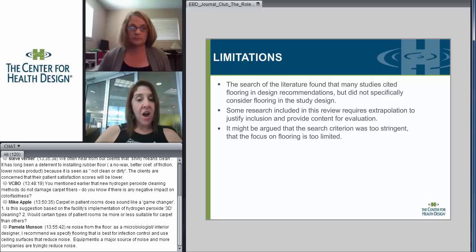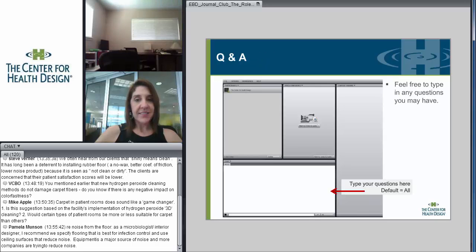We have a comment that just came in. One question and one comment. One question is, carpet in patient rooms will be a big game changer. And the question is, are there certain types of patient rooms that might be more or less suitable to the use of carpet? Sure. I think that the CDC, hold on a second. The CDC, hold on.